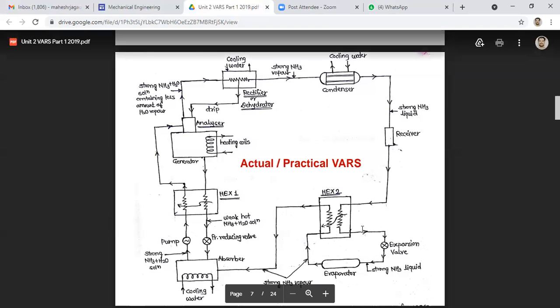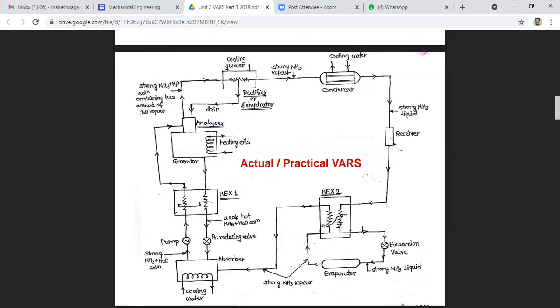Next, this is the second heat exchanger, which we also call a liquid vapor heat exchanger. The heat exchanger is provided between the condenser and the evaporator. So that's why it is called the liquid vapor heat exchanger. Sometimes it is called a liquid subcooler also. In this heat exchanger, the liquid refrigerant leaving from the condenser is subcooled by the low temperature ammonia vapor from the evaporator.